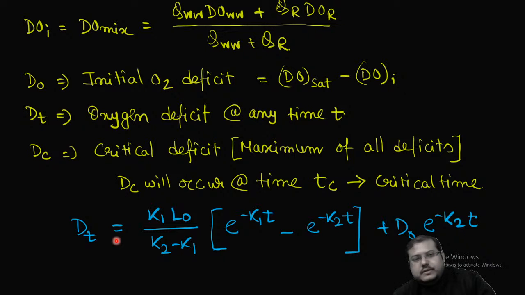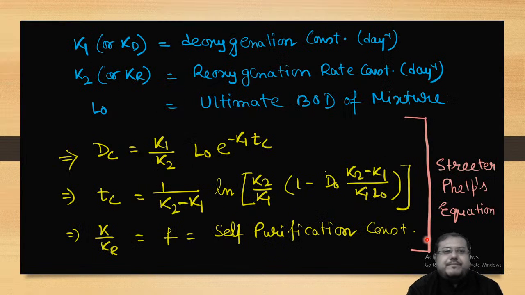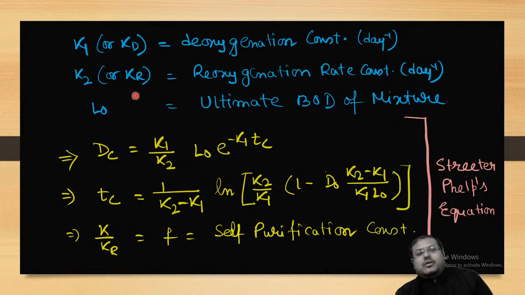The oxygen deficit at time t is defined by Dt = K1 L naught by (K2 minus K1) into (e to the power minus K1 t minus e to the power minus K2 t) plus D naught e to the power minus K2 t, where K1 or KD is called the deoxygenation rate constant, and K2 or Kr is called the reoxygenation rate constant.